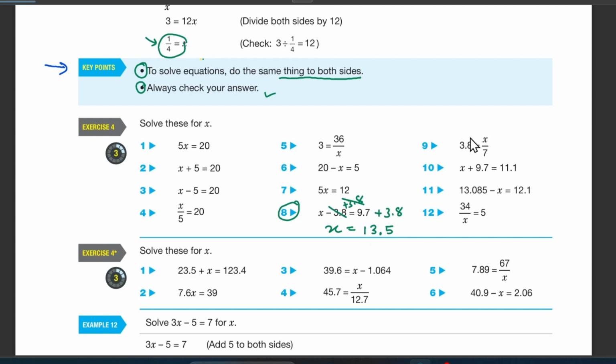Here also, if I do the ninth one, I have to get rid of this 7 in the denominator. So I multiply by 7 on both sides. These two cancel out. X equals 3.8 times 7. So that is 26.6. Okay. Like that, similarly, you can do the other exercises also.